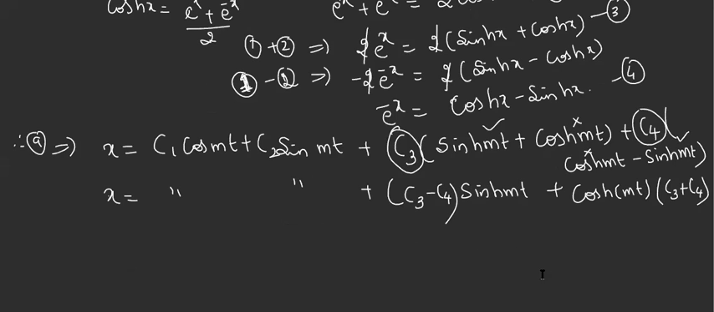Complementary function is C3, C4. What are C3 and C4 indicating? Are they variable? Constants. They are constant. So if you subtract two constants, you will get a constant or a variable? Constant. Similarly, if you add two constants, what you will get? You will get one more constant.